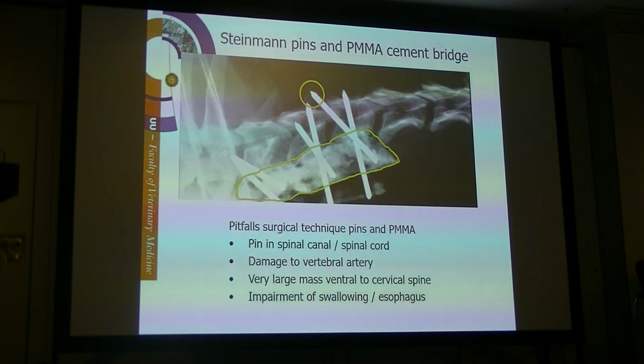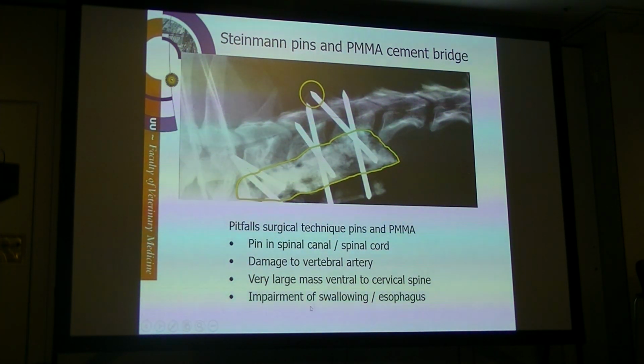You can use screws and then incorporate them in bone cement. You can bend the pins in a tie-in configuration. But essentially, all these techniques, if you use the bone cement, you have a big blob of bone cement sitting here on the ventral side of the spine. So it takes up space, and the structures around it may get impaired by this bone cement. Think about the esophagus.